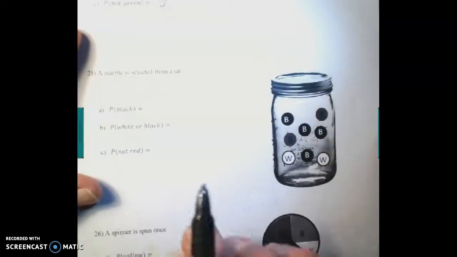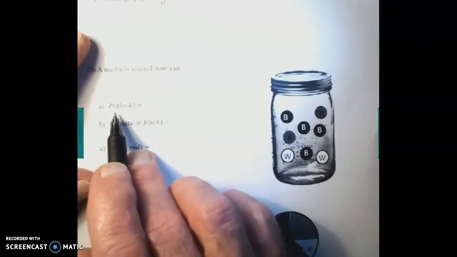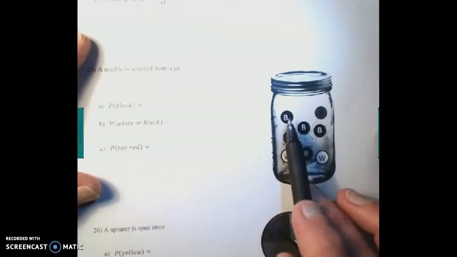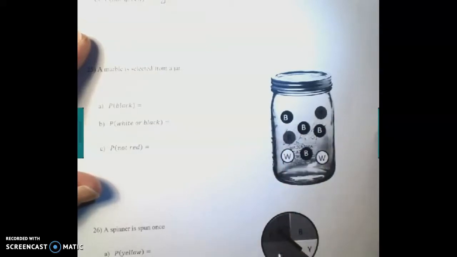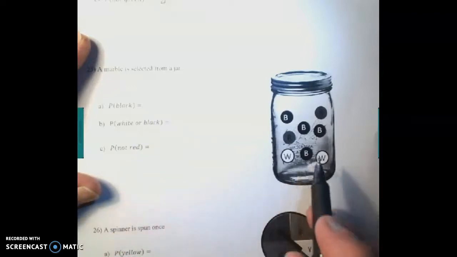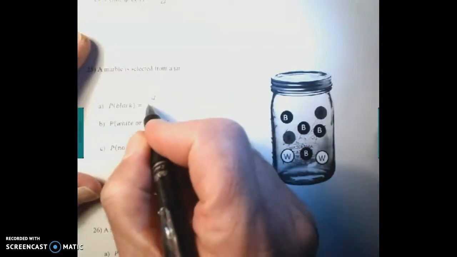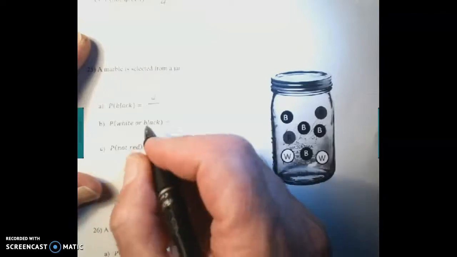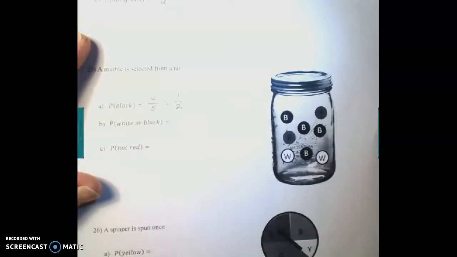Okay, question 25. A marble is selected from a jar. The probability of black, again, favorable outcomes over total possible outcomes. Total possible, there's 1, 2, 3, 4, 5, 6, 7, 8 marbles in the jar. The probability of black, then, there are 4 favorable, 4 of what we're looking for out of 8, and so that is reduced. That is going to be a 1/2 probability.